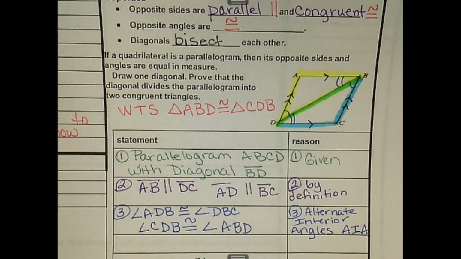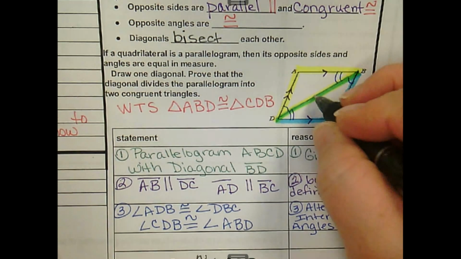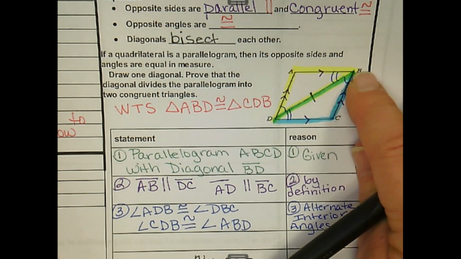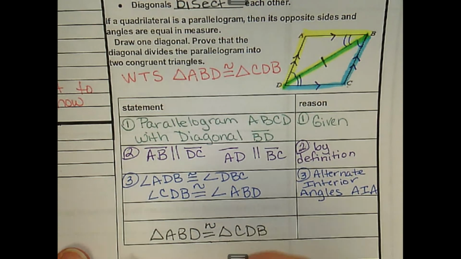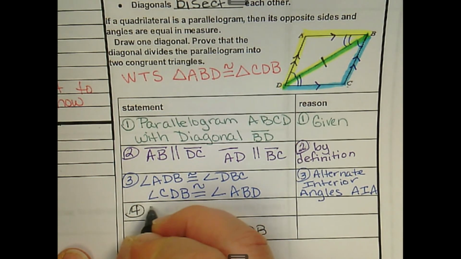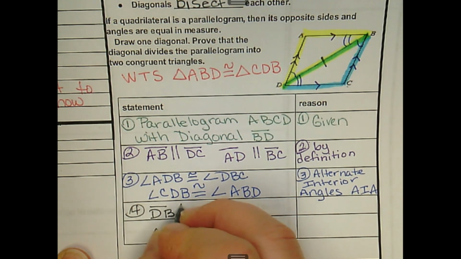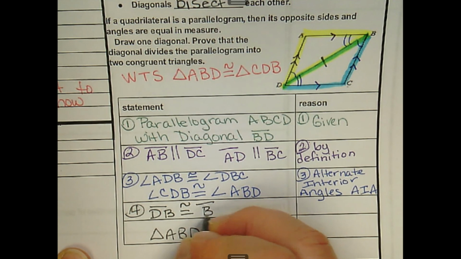As I highlight, what do you notice? What has happened? I've highlighted that diagonal with both of my colors, which tells me that this segment has to be part of both of them and it has to be congruent to itself. Segment DB is congruent to segment BD.